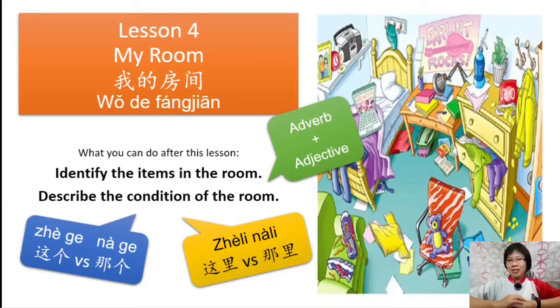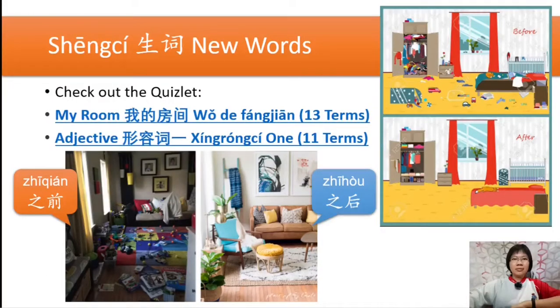Also, you're going to learn how to describe things with adjectives with different levels of adverbs. Let's move on to 生词. For this lesson, we have two sets of Quizlet. The first one is 我的房间, 30 terms. And the second set is your very first adjectives, 形容词, which consists of 11 terms.